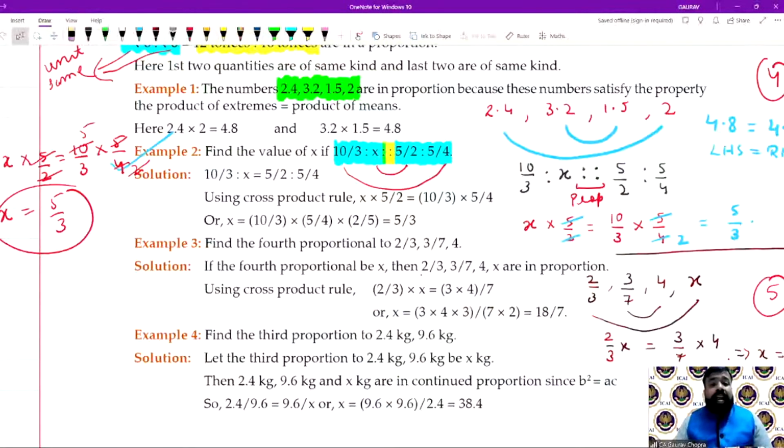Tanishka is asking about adding to question. Yes, it will come in the later examples and some back questions also. So we will cover that. Don't worry.